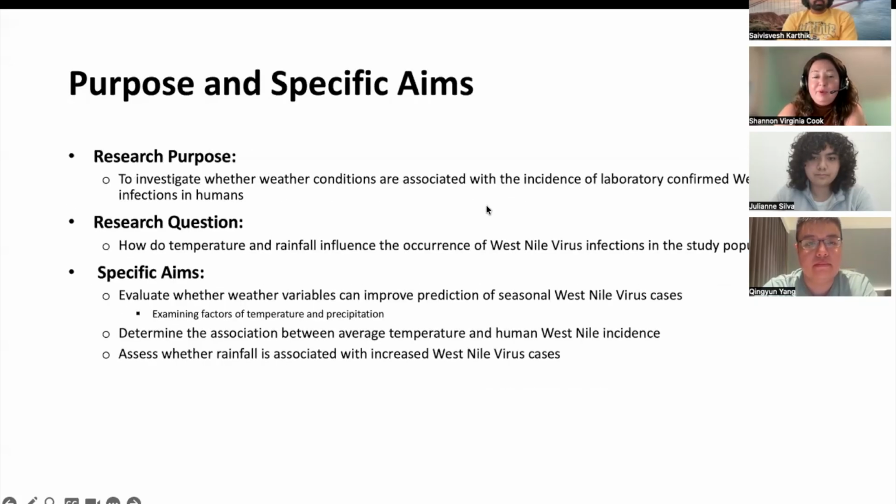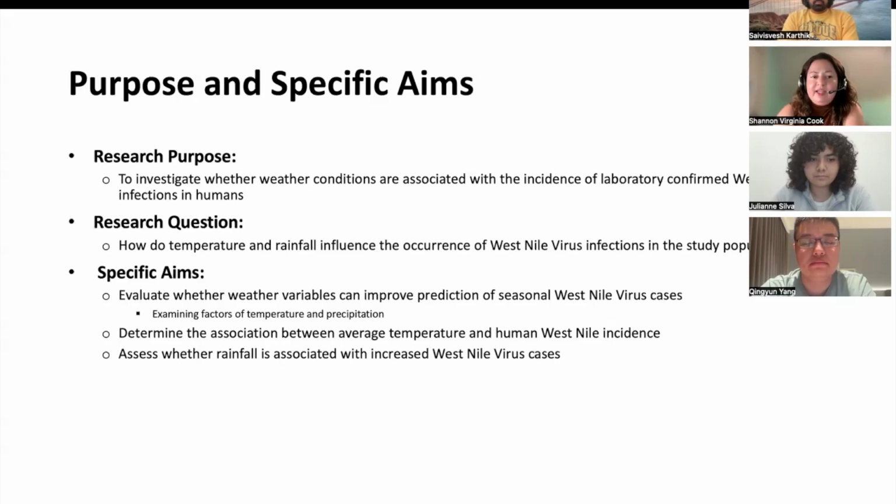The purpose and specific aims of this research is to investigate whether weather conditions are associated with the incidence of laboratory-confirmed West Nile virus infection in humans. The question is, how do temperature and rainfall influence the occurrence of West Nile virus infections in our study population?